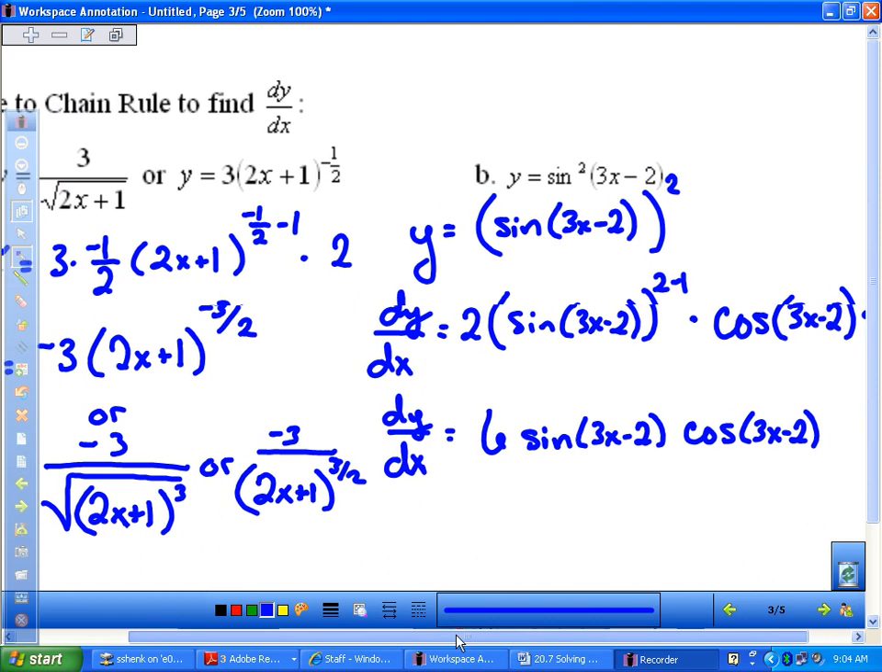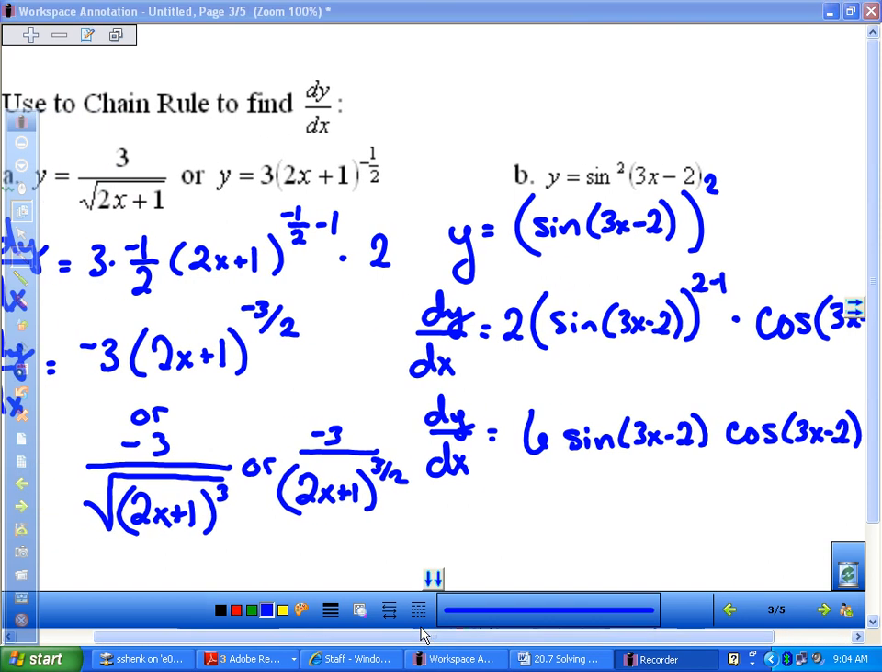So on question number 3 then part A was just 2 links in the chain. It was an outside and an inside, but B had 3 links to the chain. We had a square, we had a trig function, and then we had just a basic polynomial function on the inside. So that was a 3-link chain on that one.